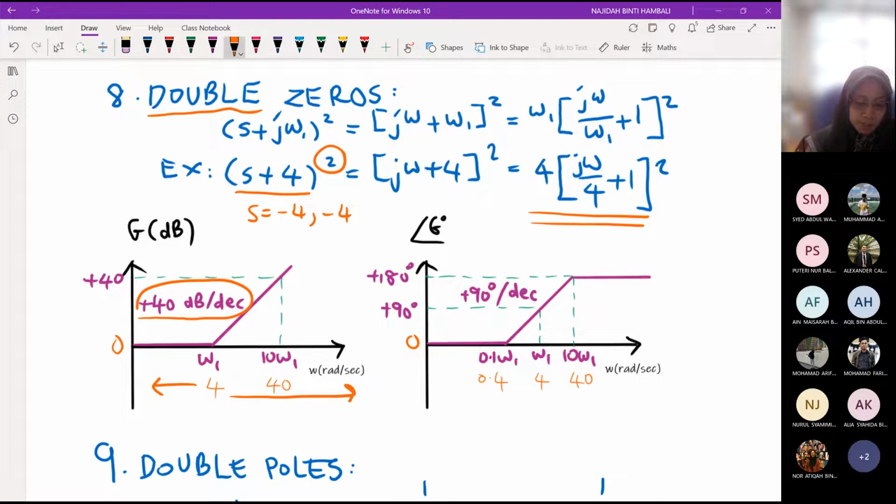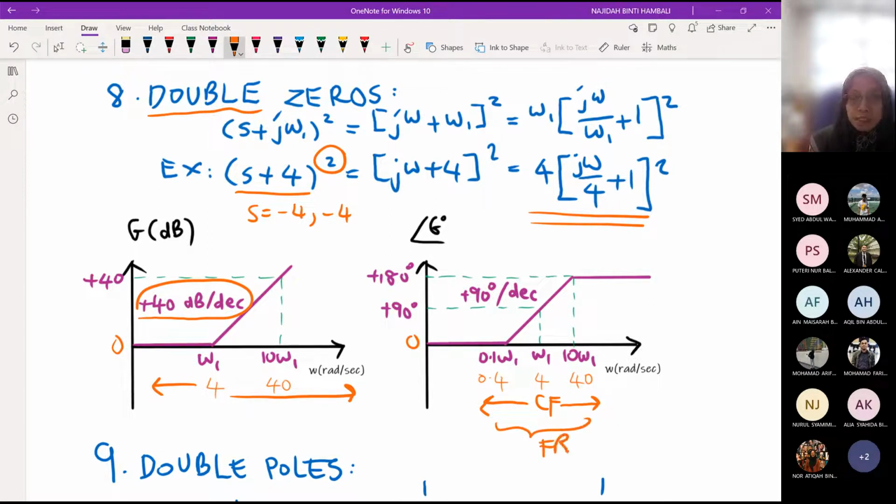Next, for phase. Again, this is our cutoff frequency. Then we extend 1 decade before. Minimum frequency range 0.4. We extend 1 decade after the cutoff frequency. Maximum frequency range is 40. So only within this frequency range, it has non-zero slope.